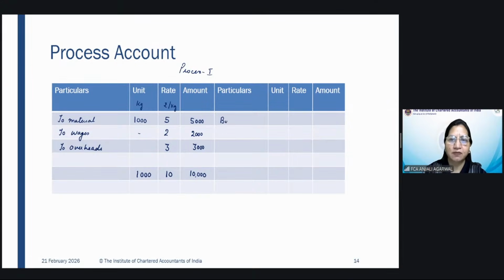So what happens? By transfer to process 2. So whatever is there, you will transfer to process 2. So how many units are transferred? 1000 units at the rate of 10,000 rupees. And this completes your process account. It is very, very important that units should match with the units and amount should match with the amount.